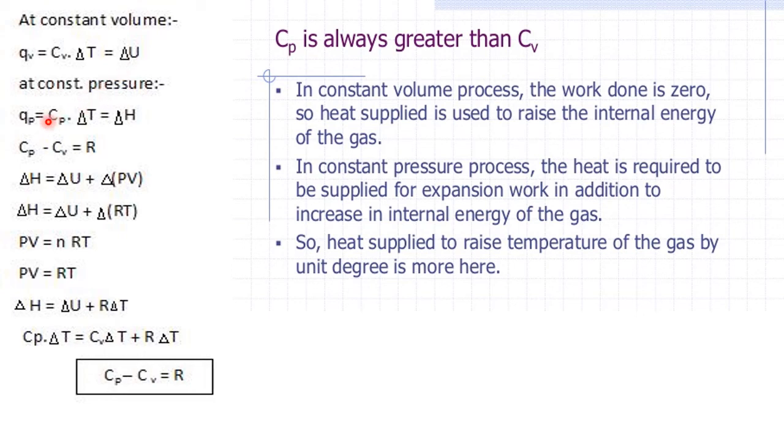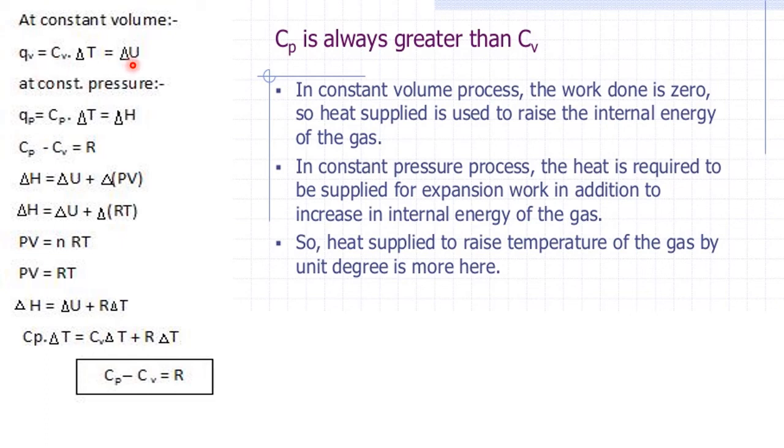Now, what is Qp? Heat capacity at constant pressure. Okay. So Qp is equal to what? Cp into delta T. That is, at constant pressure, whatever heat is supplied, that is used to do some work, the volume work. Okay. At constant pressure, that is nothing but what? Delta H only.